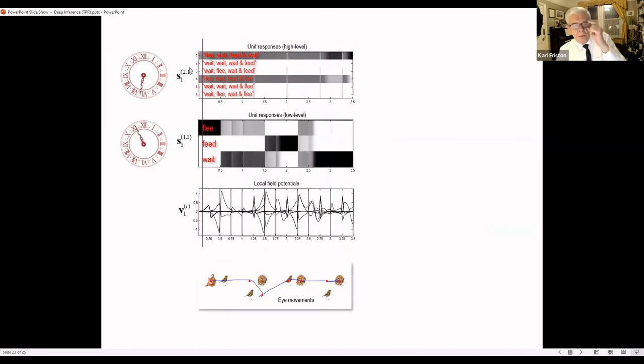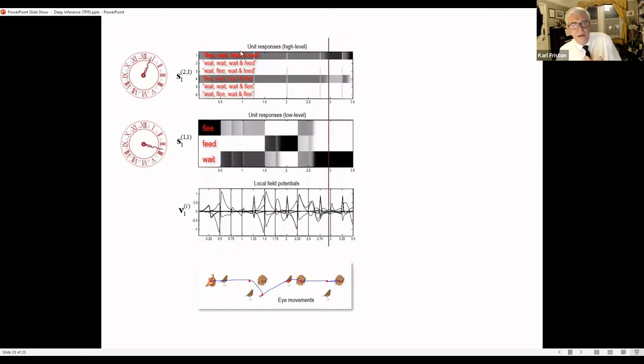So at the top, we have beliefs. It could be sentence one through to sentence six. It could be word one through to word three here. And these beliefs change more quickly because they're at the lower level. So we first of all see the flea word and then move to the weight word and then move to the feed.